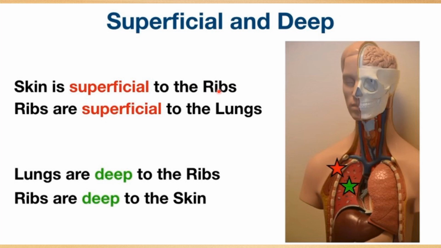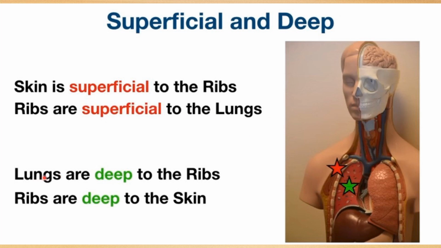You need to go deep before you encounter the ribs. In comparing the skin and the ribs, the skin is superficial to the ribs. However, if we are comparing the ribs and the lungs, once you go through the skin, you encounter the ribs before you encounter the lungs. So the skin is closer to the surface than the lungs, and the ribs are superficial to the lungs. The ribs are closer to the surface of the body than the lungs, and so we say the ribs are superficial to the lungs.